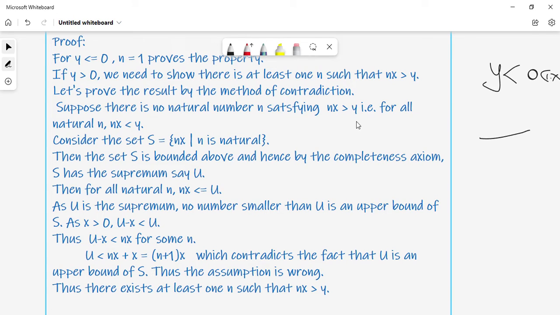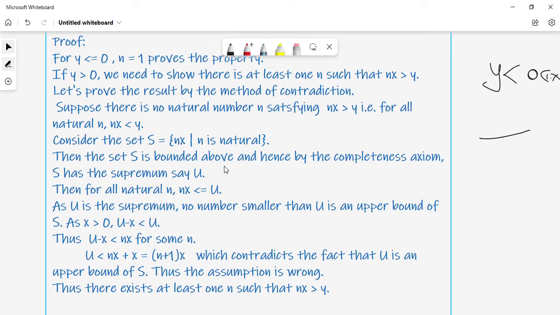What does this mean? For all natural numbers n, nx is smaller than y. So let us consider a set S containing nx for every natural number n. This set contains infinitely many elements. What do we mean by this set? It contains 1x, 2x, 3x, 4x and so on. Now all n times x are less than y, meaning y is an upper bound of this set. So set S is bounded above.